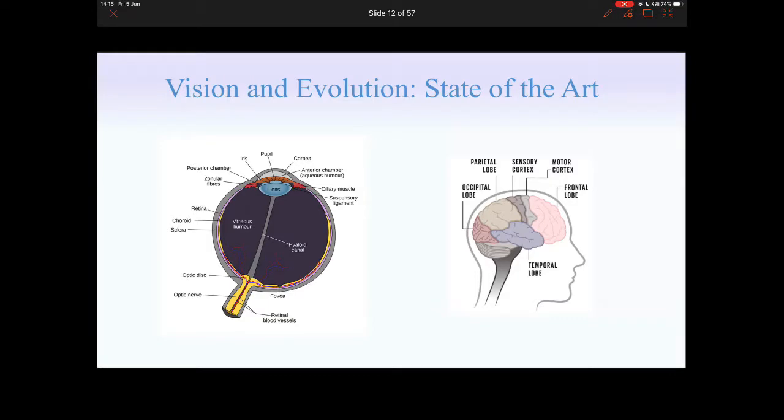This figure provides a simple sketch of the main components of the human eye and the brain. However, the real difficulty of understanding vision resides in the information capability of the human brain.